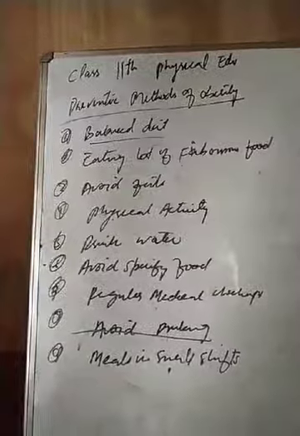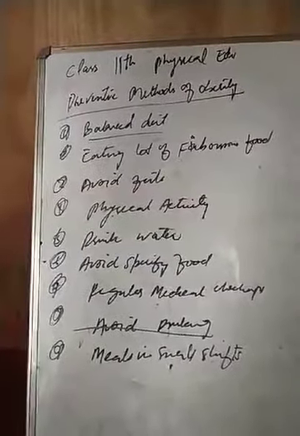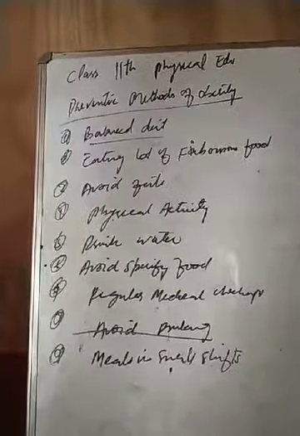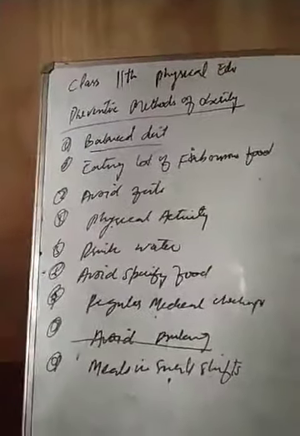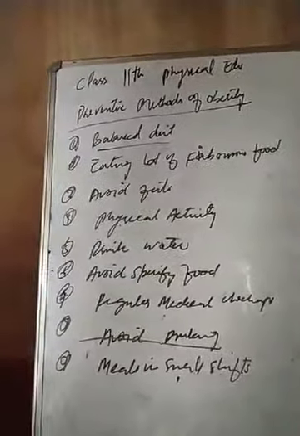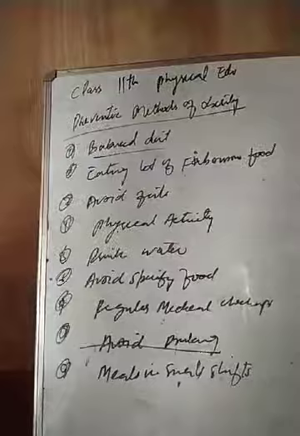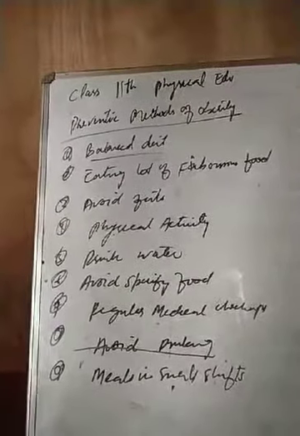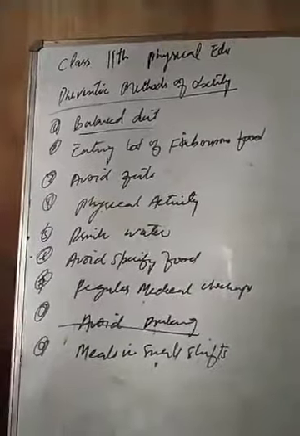Number seven, avoid spicy foods. Many spicy foods cause different diseases, illnesses and disorders in our body. So we should avoid different kinds of spicy foods. Regular checkups. We should have regular medical checkups every 4 to 6 months.